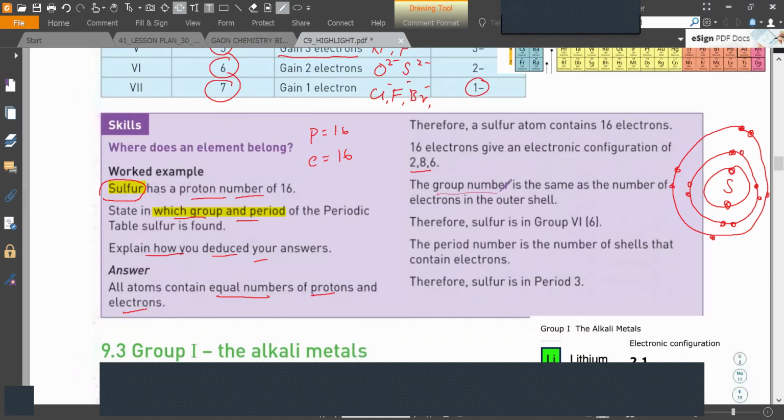So the group number is the same as the number of outer electrons. So we know sulfur will be group 6. Period number is equal to the number of shells. It has 3 shells: 1, 2, 3. So it is in period 3. This is how we work it out.